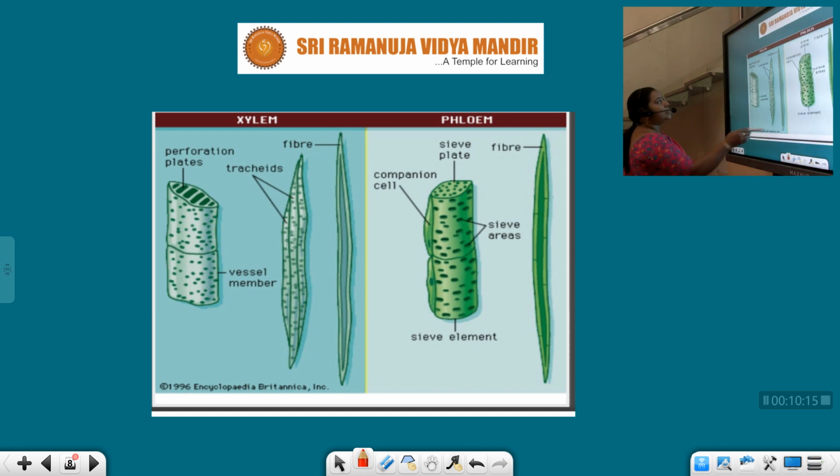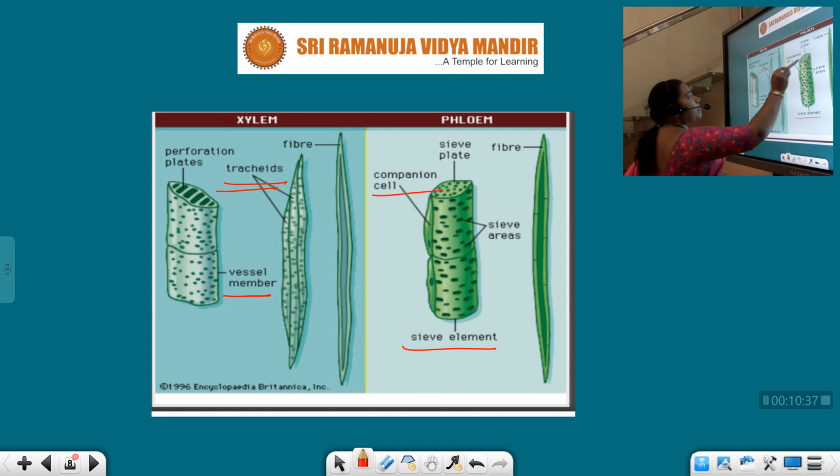Let us see. Children, xylem consists of tracheids and xylem vessels. The main types of cells present in the xylem are xylem vessels and tracheids. In the case of phloem, it will be having the sieve tubes, companion cells, phloem parenchyma and phloem fiber.